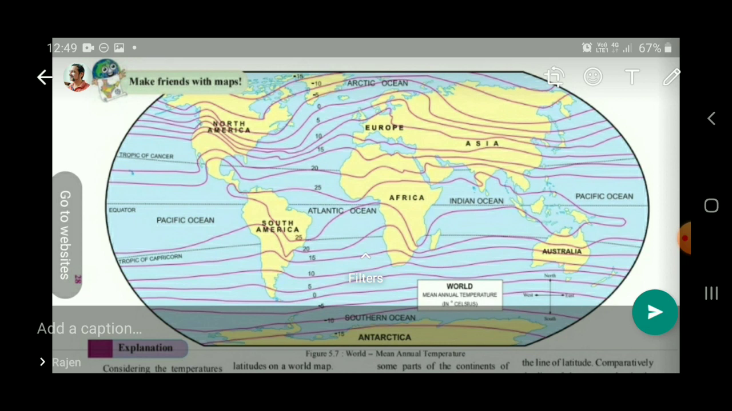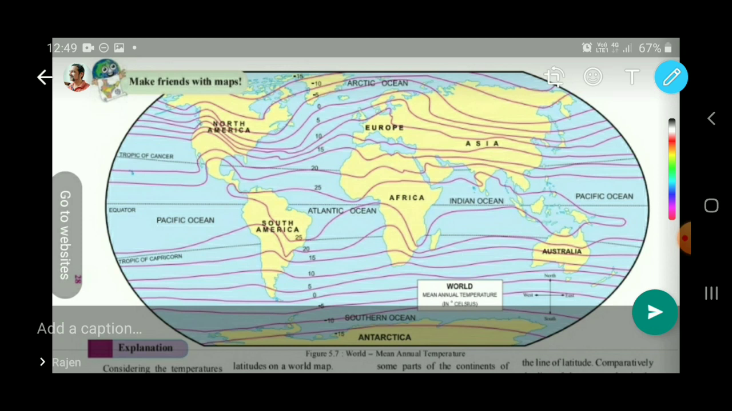Isotherms are the lines that connect places with the same temperature, after avoiding the effect of height. These lines generally appear parallel to the latitudes on the world map. So, these isotherms on the world map appear parallel to the latitudes.